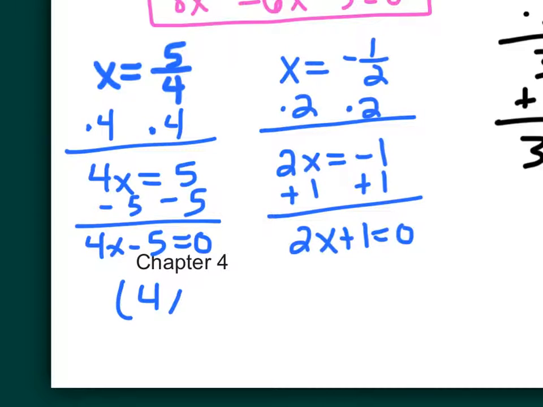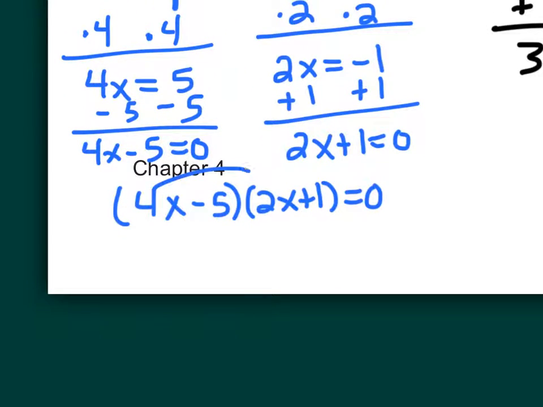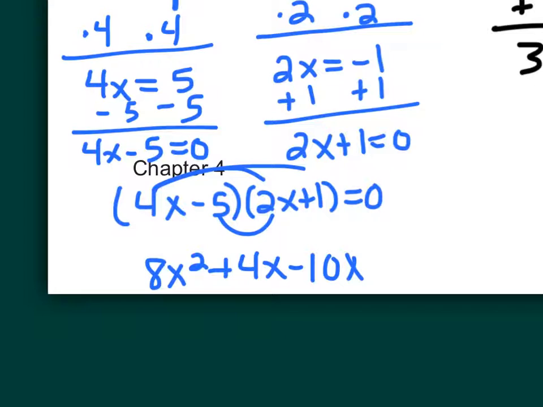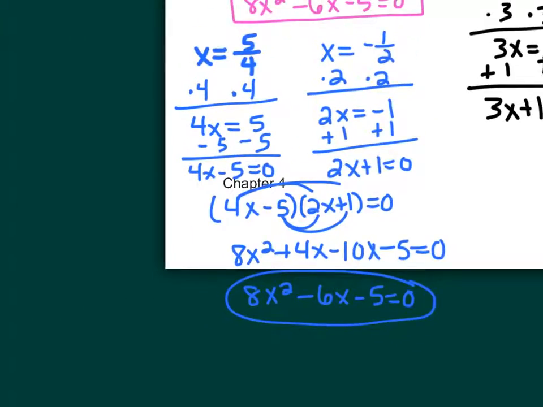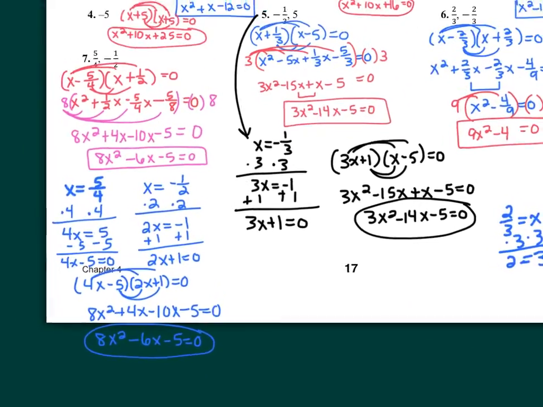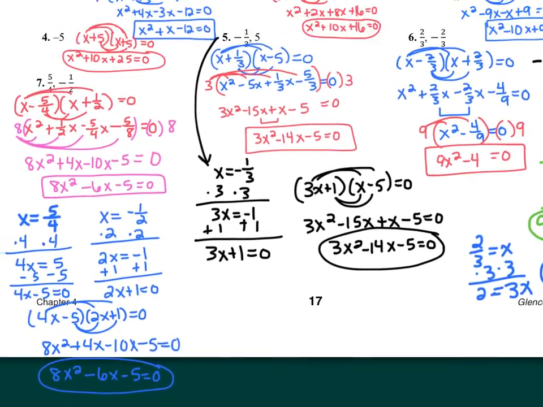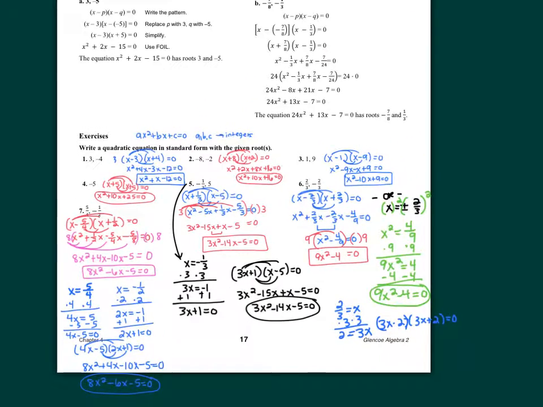So those were multiplied by each other for our original quadratic, which we can find by writing in standard form. 8x squared plus 4x minus 10x minus 5. That will give us the same thing we found before, 8x squared minus 6x minus 5 equal to 0. So again, there's two ways you can do that one. That's it for the front page. Let's go to the back page.